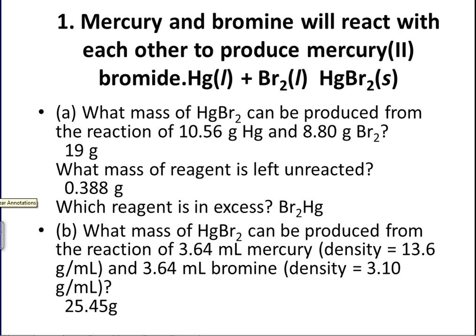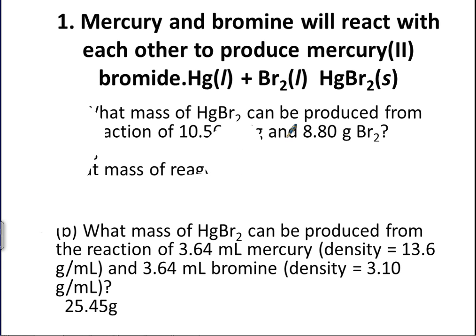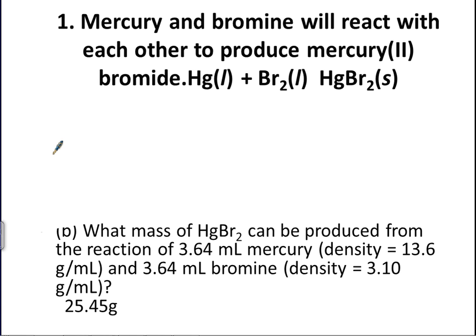Next up, now it's talking about density. All right. Density. Every time we were talking about mole ratio, what do we convert grams to? Moles, right? But here, they give us the volume and the density. So let's see how we can manipulate that. It's the same limiting reactant problem. What mass of HgBr2 is produced from the reaction of 3.64 milliliters of mercury?